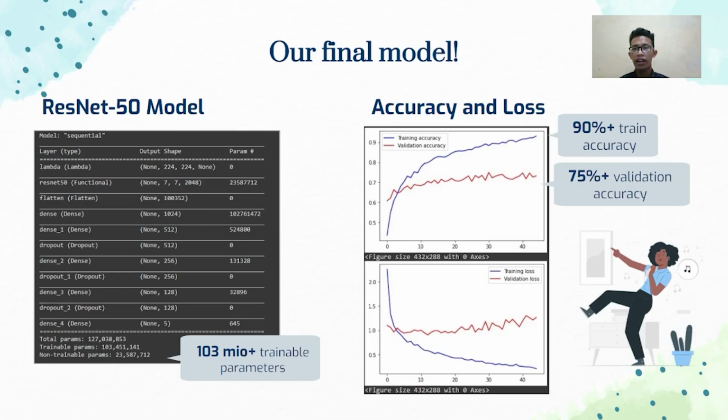We tried several existing pre-trained models, then ResNet 50 showed good performance in our project, and we used ResNet 50 as our base model. After doing tweaks and experimenting in our model, finally with 130 million plus trainable parameters in our model, we got 90% plus training accuracy and 75% plus validation accuracy.